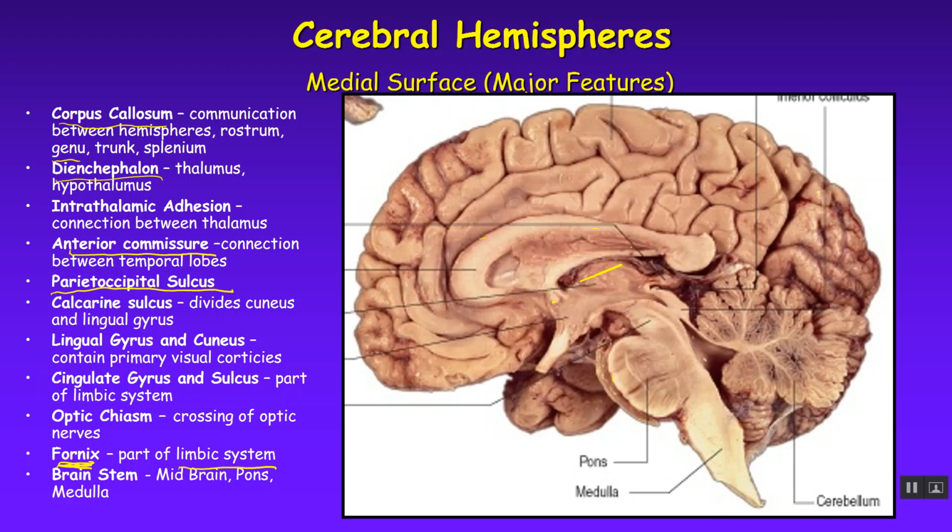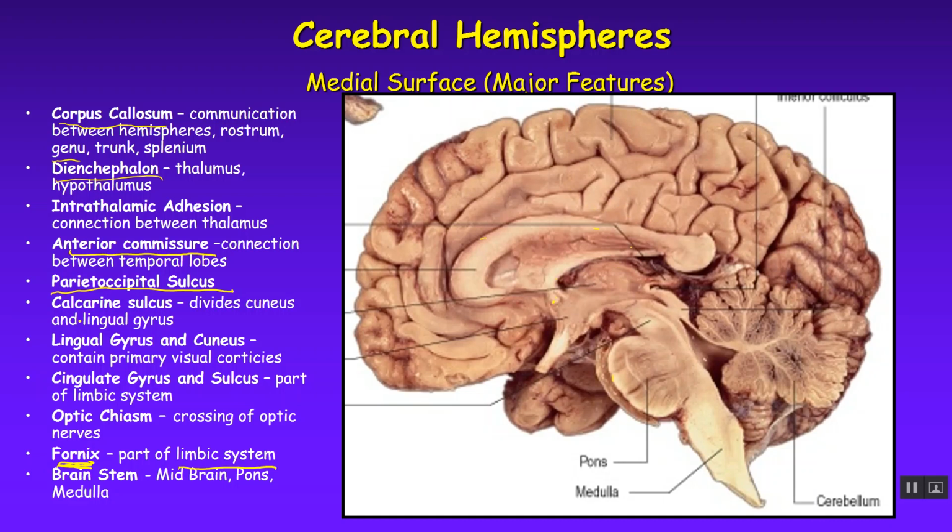Parietal occipital sulcus. This is kind of easy to find. It's this big sulcus right here between the occipital lobe and the parietal lobe here. Okay, so the parietal occipital sulcus. It should be as easy to find as the lateral sylvian fissure on the outside of the cerebral hemispheres, on the medial surface. Staying in the, let's get through this and then we'll take another break.